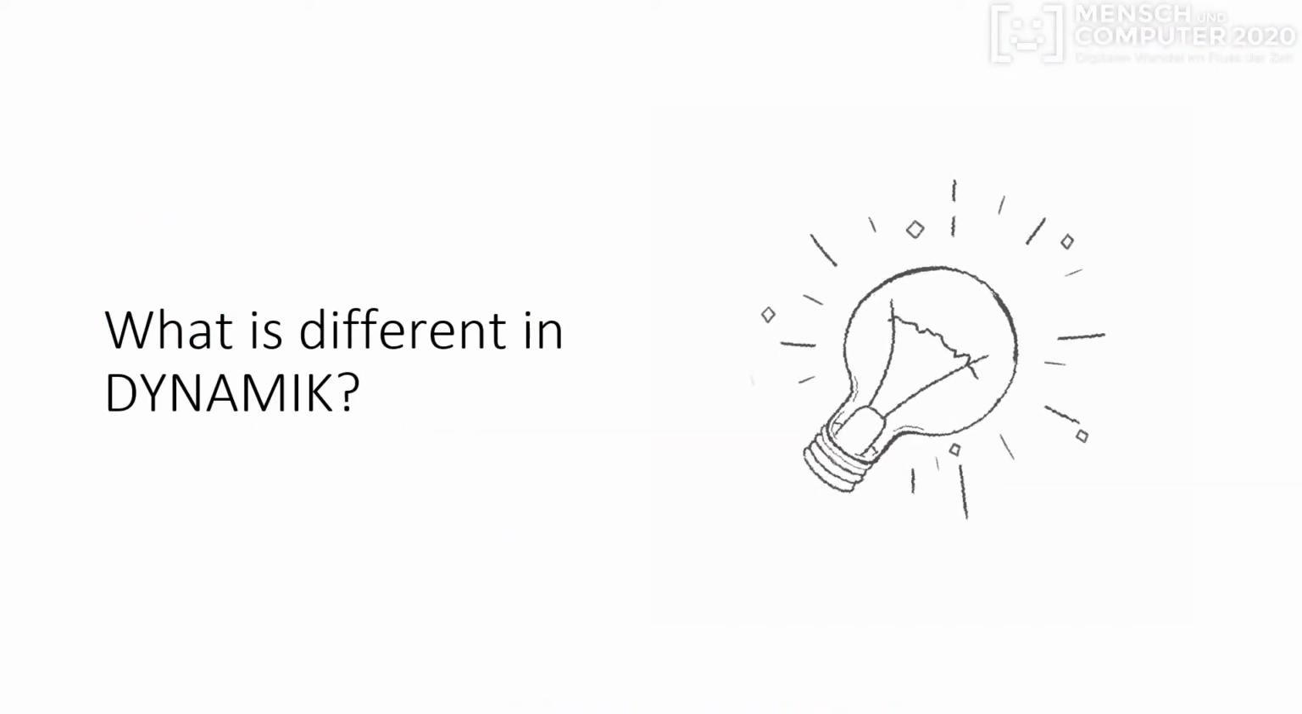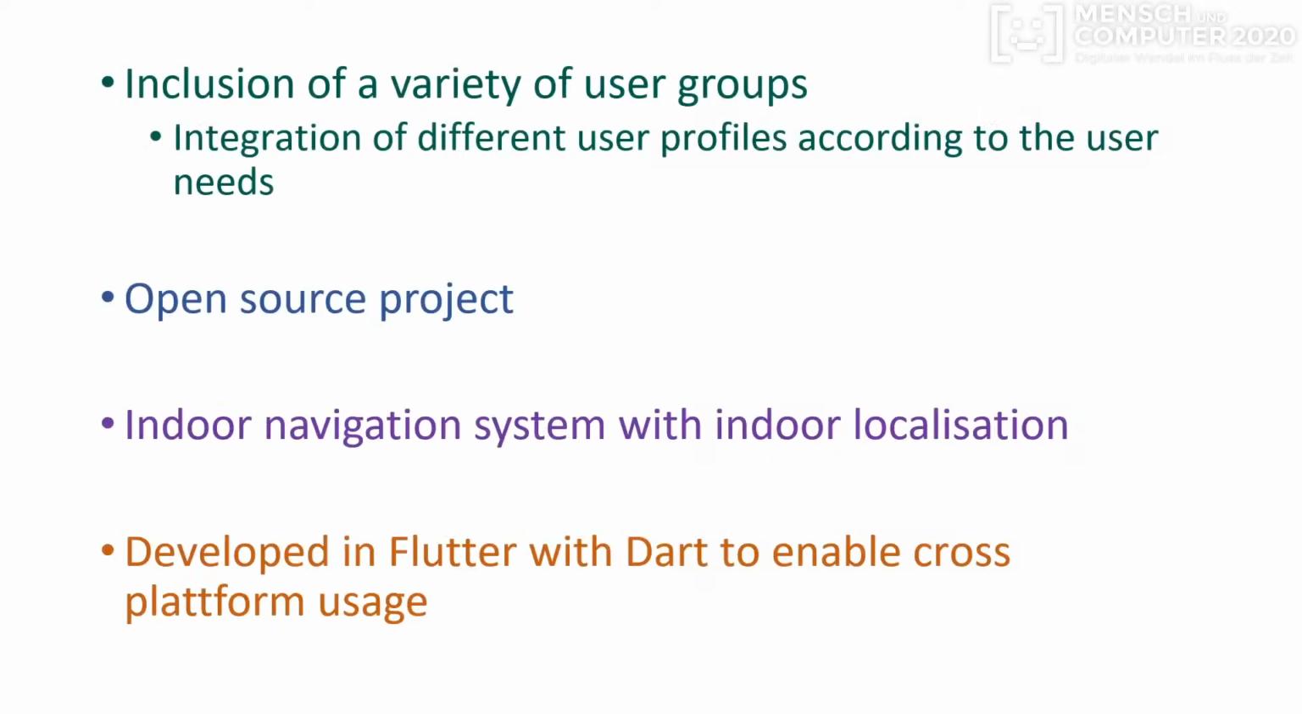So what is different in Dynamic? We will integrate different user profiles according to any special requirements so everyone can use our system. The knowledge of Dynamic as an open source project can be used for other types of buildings as well. With the app, users can navigate around inside buildings and will be located via ultra-wideband. The development in Flutter allows cross-platform usage.